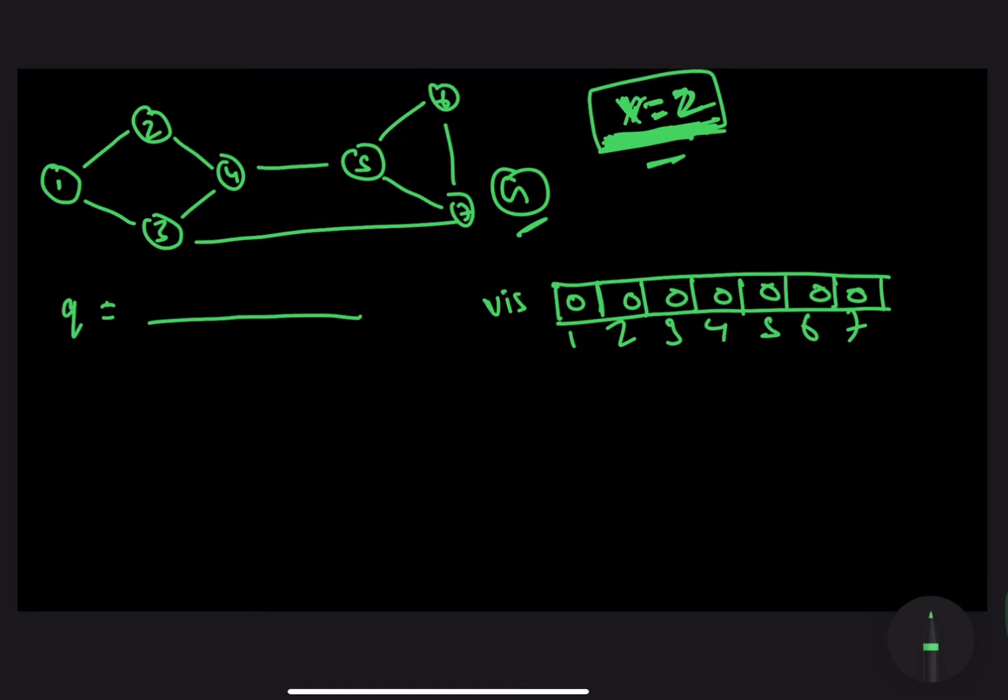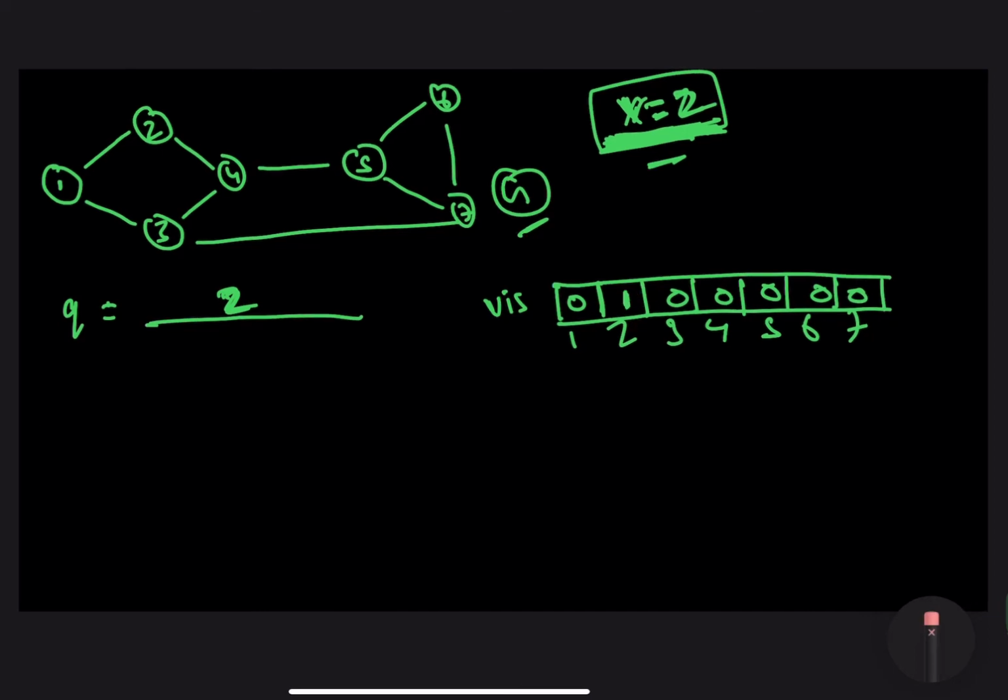Now let's begin with the algorithm. The first thing that we need to ensure in the algorithm is the base case. In the base case, we push all the nodes that are at a distance of 0 from the starting node into the queue. The only node at a distance of 0 from the starting node is the starting node itself. So in the queue, we push the starting node, that is x equals 2. So this queue over here becomes equal to 2. That's how we initialize our base case. And the second thing that we do is we mark vis of 2 equals 1.